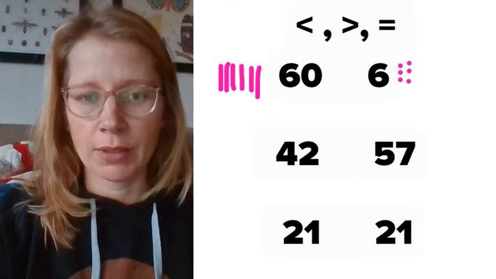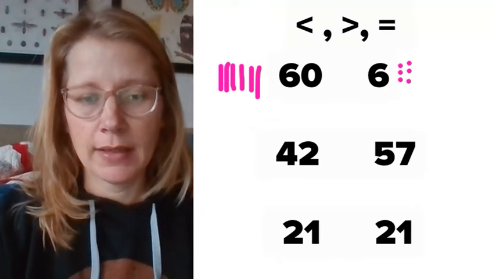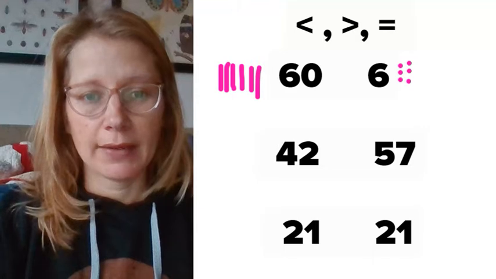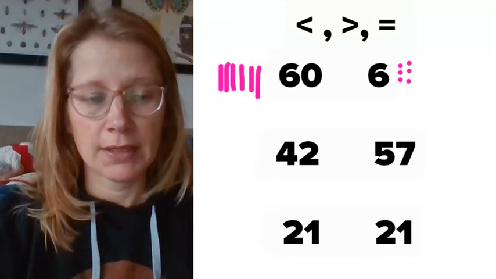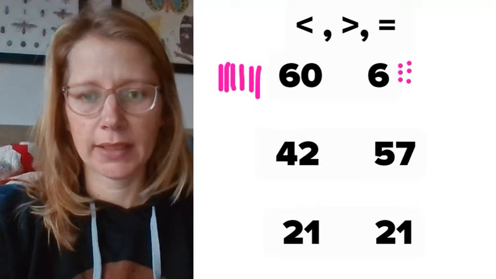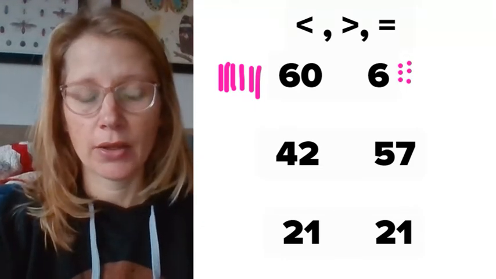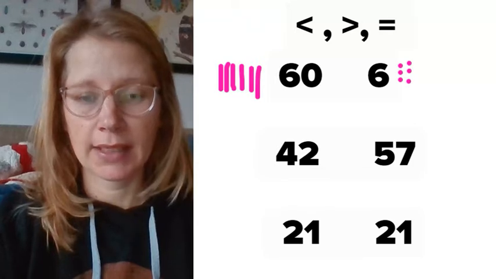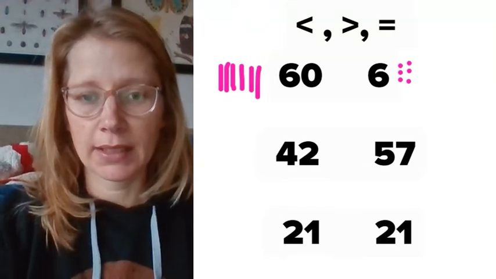So let's compare our two numbers. For the number 60, I have 6 rods, which means I have 6 groups of 10. For the number 6, I don't have any 10s, right? I just have a 6. So that shows me that 60 is bigger than 6.